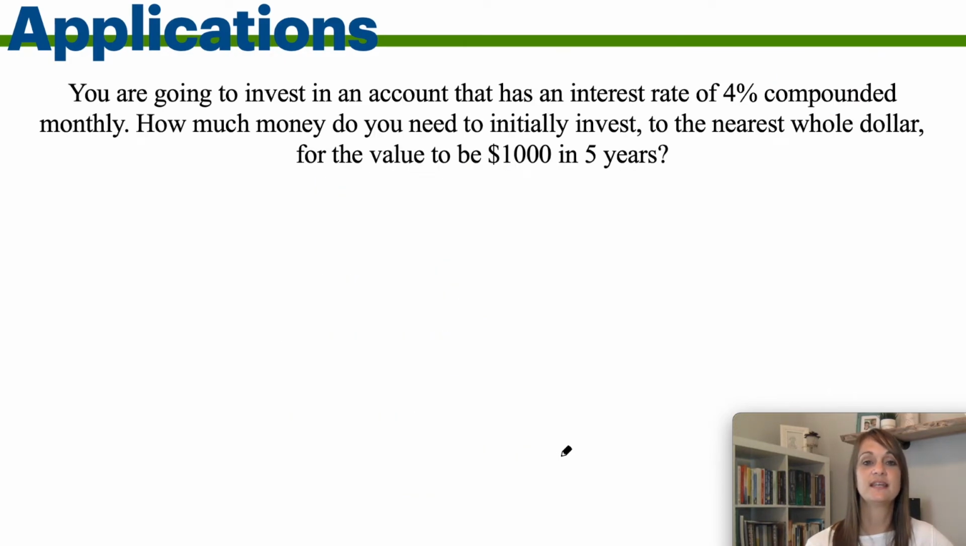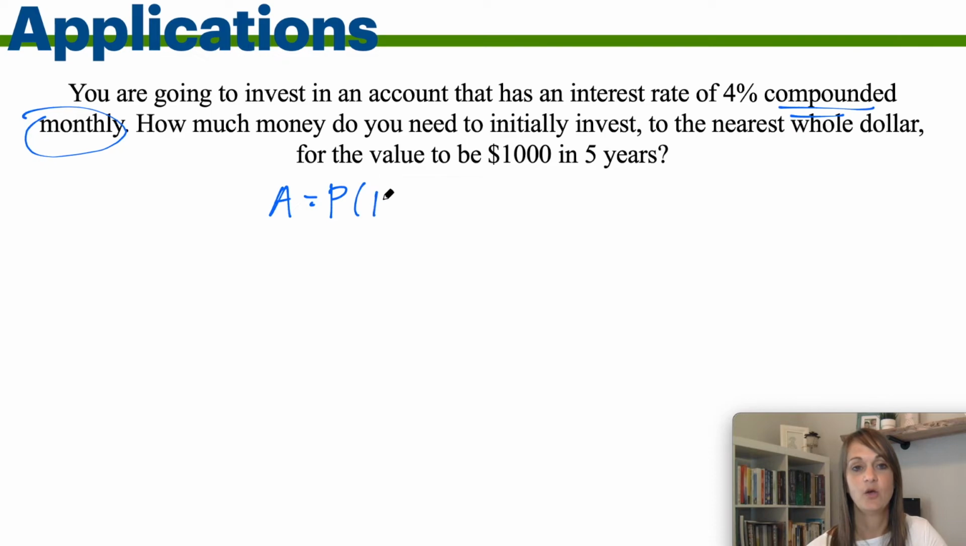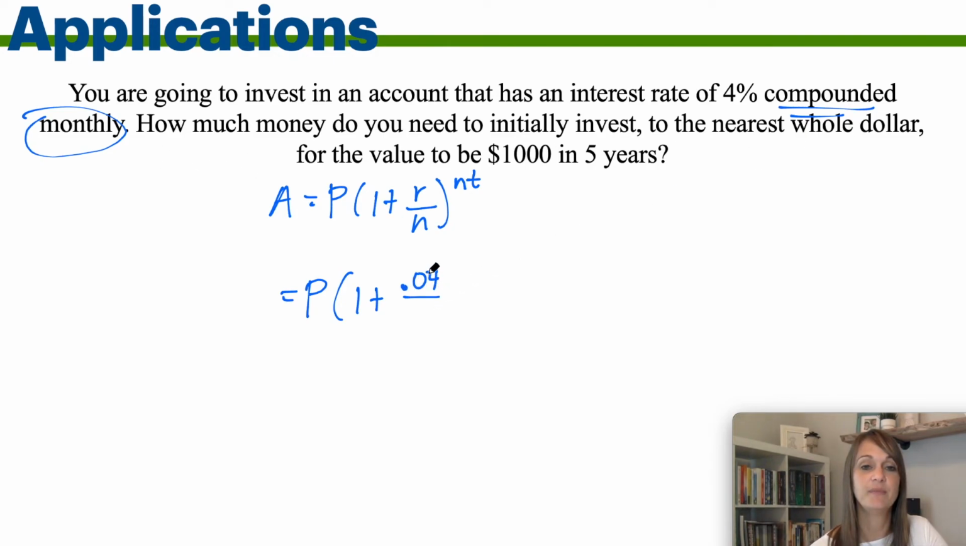You're going to invest in an account that has an interest rate of 4% compounded monthly. So automatically you're going to use the formula 1 plus r over n raised to the nt. You actually do not know how much you need to invest initially. That's what it's asking for, so we're going to leave P by itself. The interest rate is 4%, so do not forget to make it a decimal. Compounded monthly means the interest is happening 12 times a year.